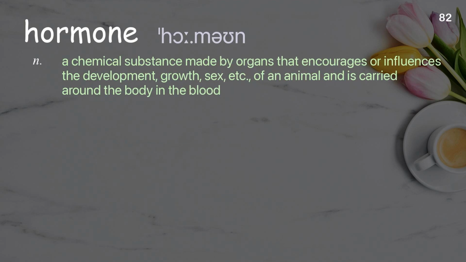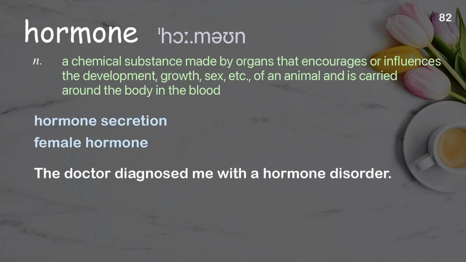Hormone. A chemical substance made by organs that encourages or influences the development, growth, sex, etc., of an animal and is carried around the body in the blood. Examples: Hormone secretion. Female hormone. The doctor diagnosed me with a hormone disorder.